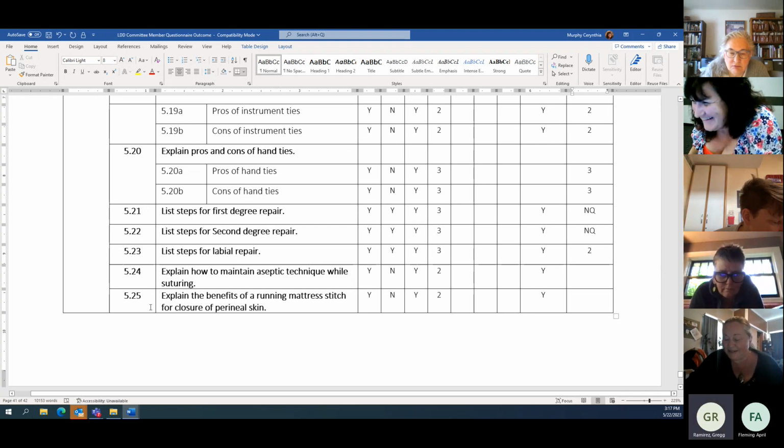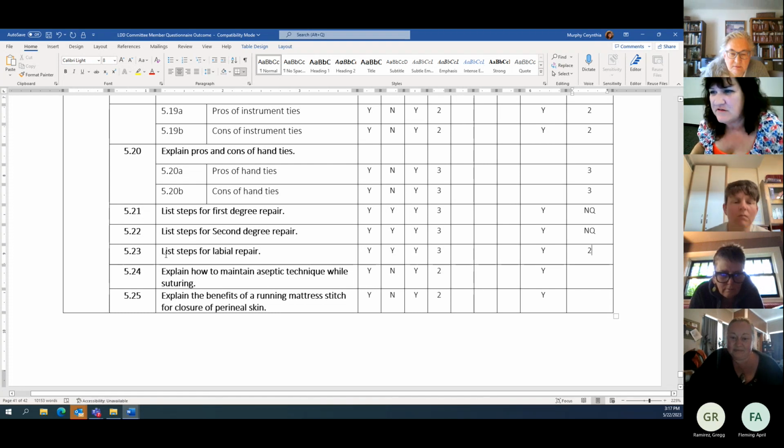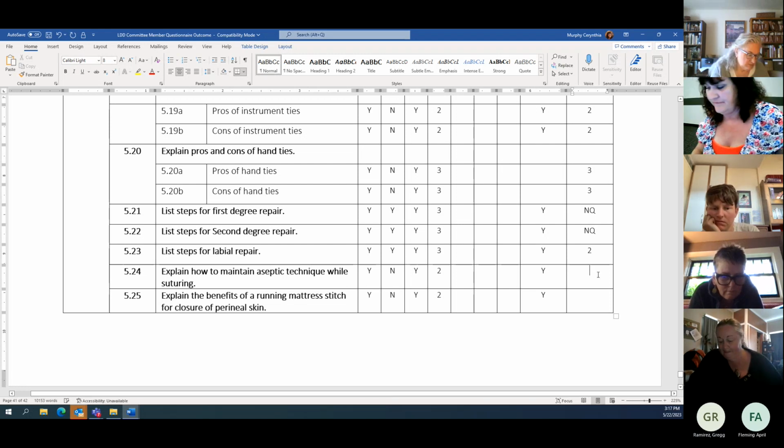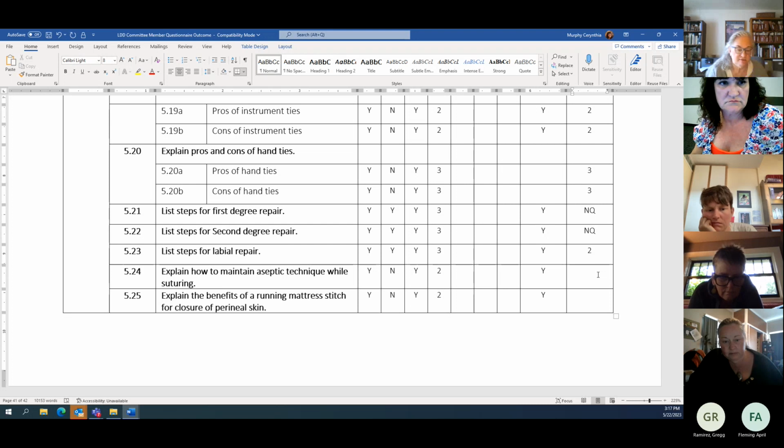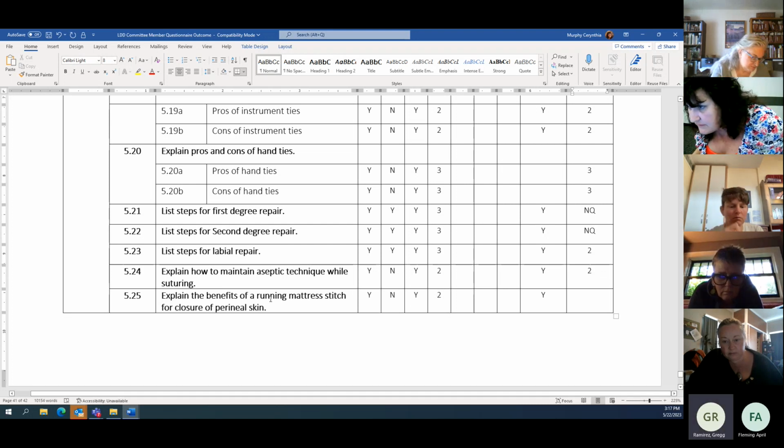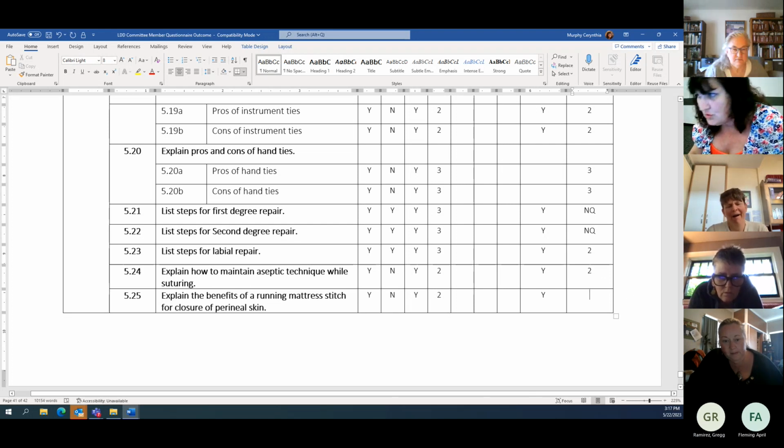Okay, 524, explain. So 523, we're going to give that a 2, and then 524, explain how to maintain aseptic technique while suturing. And here we have things like hand washing, gloving, sterile equipment, sterile field, that kind of stuff. Put a 2. Okay, explain the benefits of a running mattress stitch for closure of perineal skin. 2.